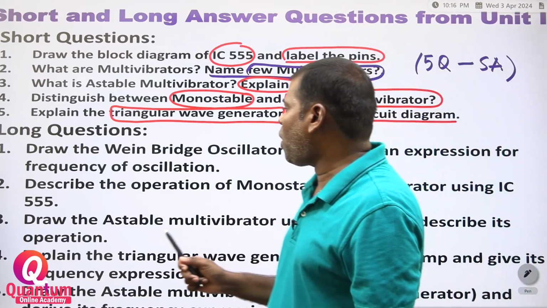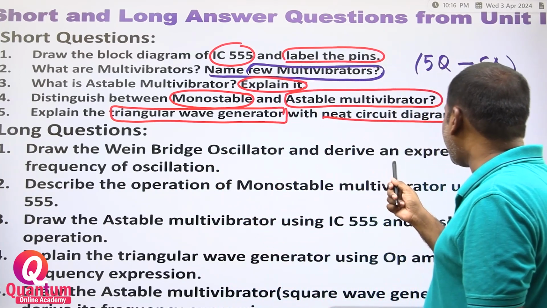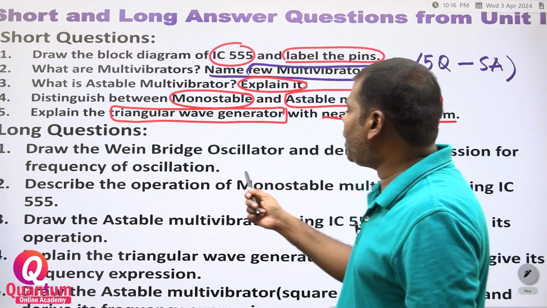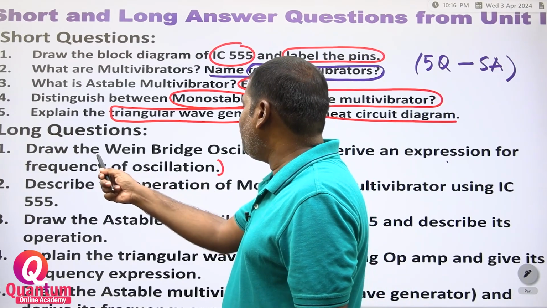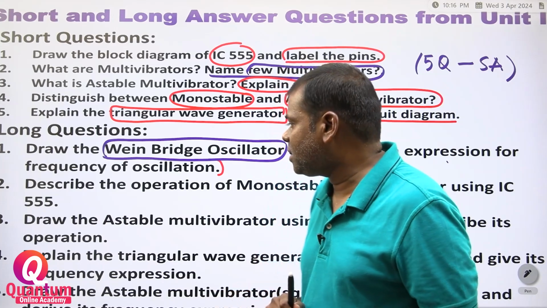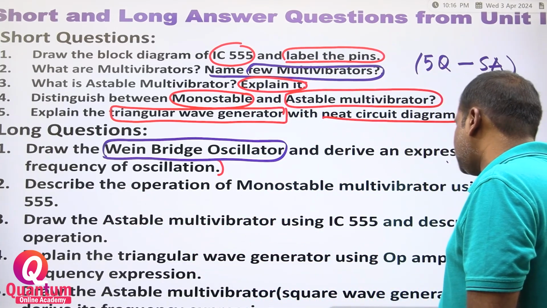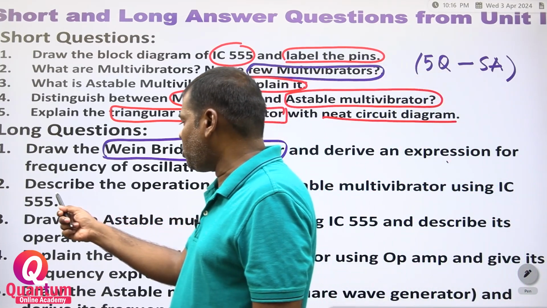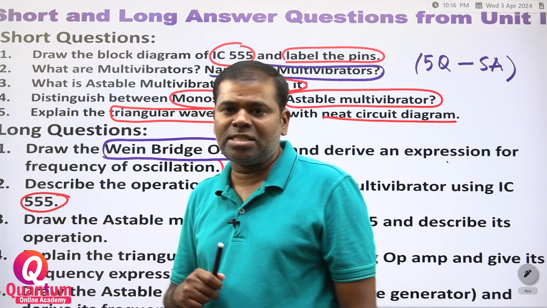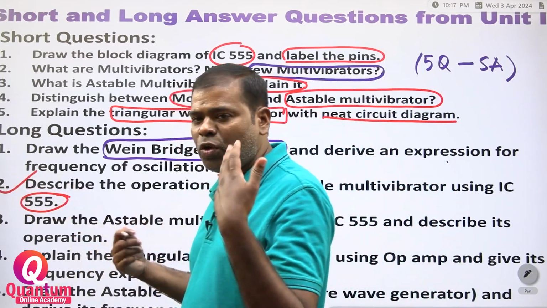Next, the long type you have to see. Draw the Wien bridge oscillator and derive an expression for the frequency of oscillation. Wien bridge oscillator, right? This is the first one you have to write. Describe the operation of the monostable multi-vibrator using IC 555. This one is an IC 555 application. Your laboratory also you are learning, that one also you have to write.